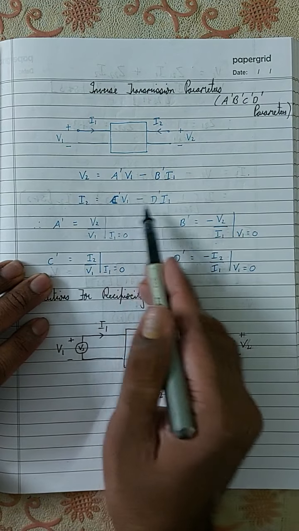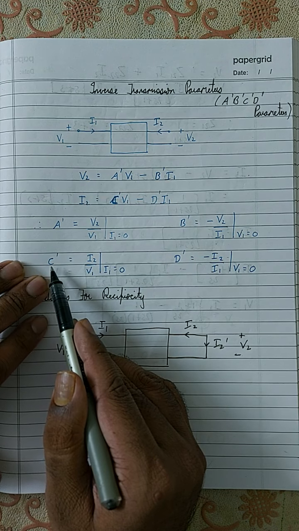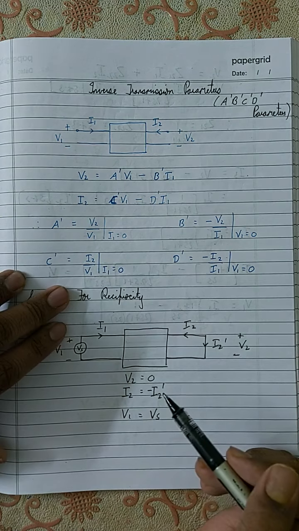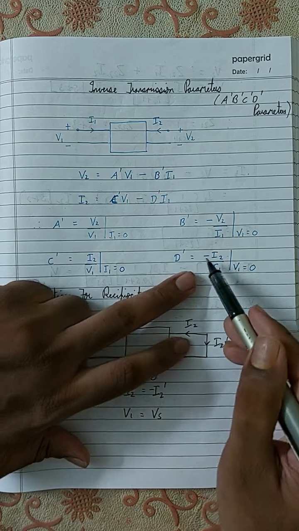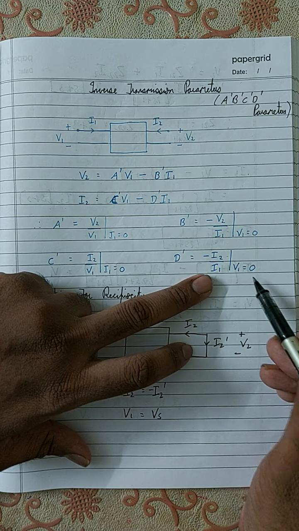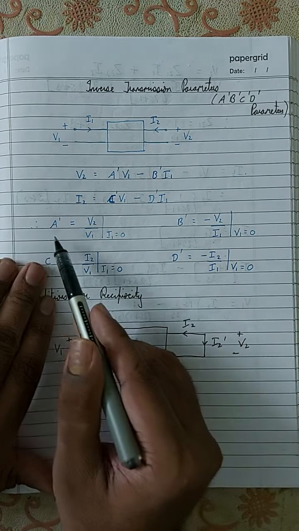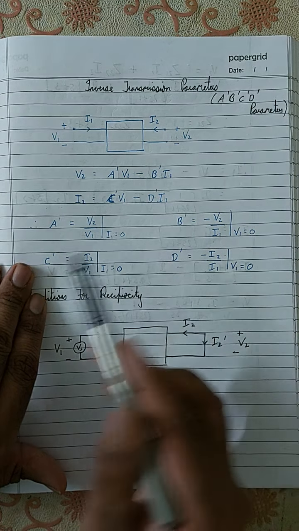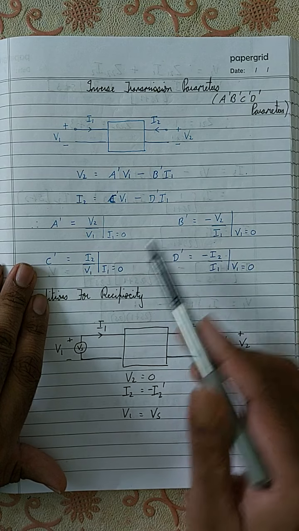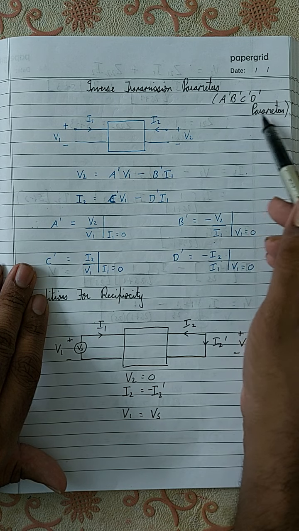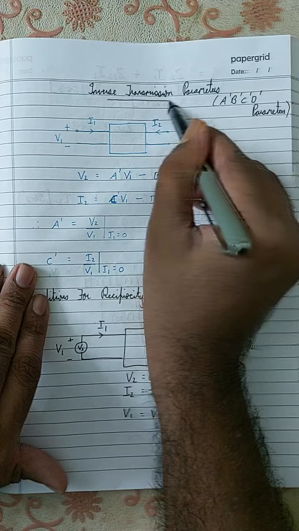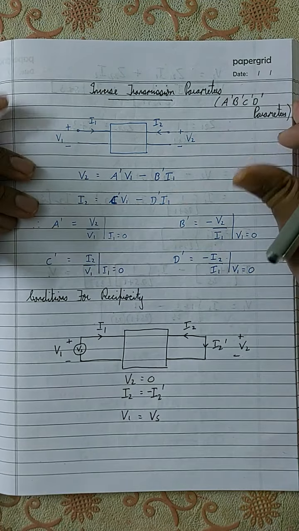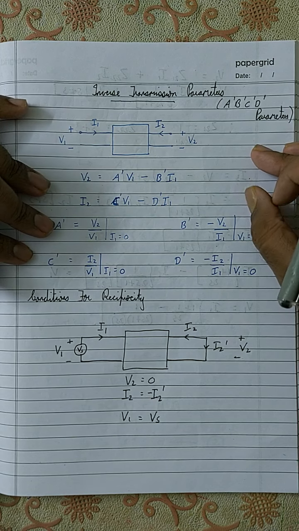Similarly, from the second equation, I can get the equation for C dash. C dash is equal to I2 by V1 when I1 is equal to 0, and D dash is equal to minus I2 by I1 when V1 is equal to 0. So this is how I can express each of these individual parameters: A dash, B dash, C dash and D dash. These are what you call the A dash, B dash, C dash, D dash parameters, also called the inverse transmission parameters.